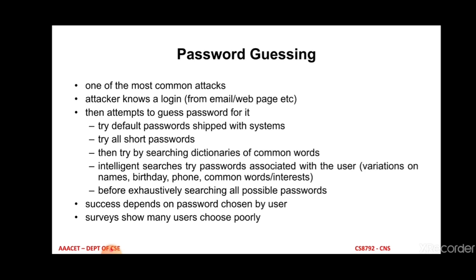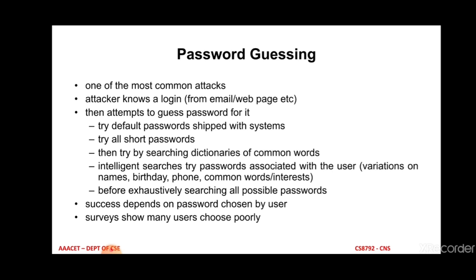They can attempt some of these steps to guess the password. The first step, they try the default passwords related to particular persons or particular systems, and also try all short passwords related to the person. Then they try searching dictionaries of common words for passwords. And they search intelligently by trying passwords associated with the user, like name, birthday, phone number, and common words or interests of that individual user. Before searching all possible passwords, they try short passwords and default passwords related to the user and some personal information. So this is the common attack by the intruder.